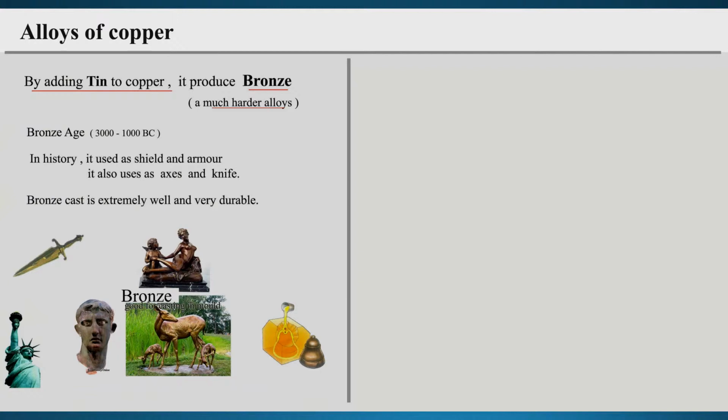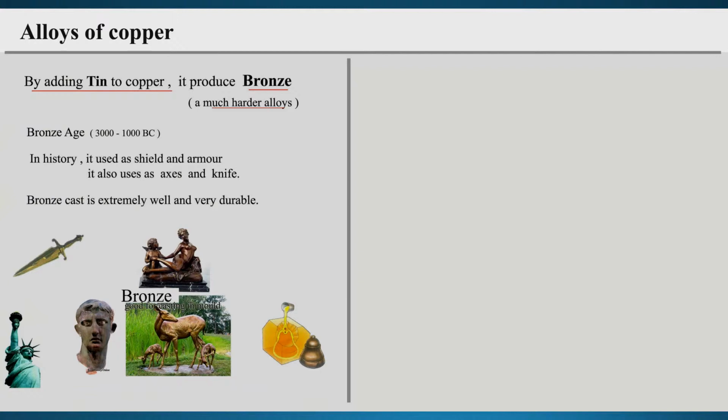Bronze also has a property. It is very good for casting into a mold. With this mold casting, you will have heard of a lot of bronze statues. These bronze statues are very durable and last hundreds of years.